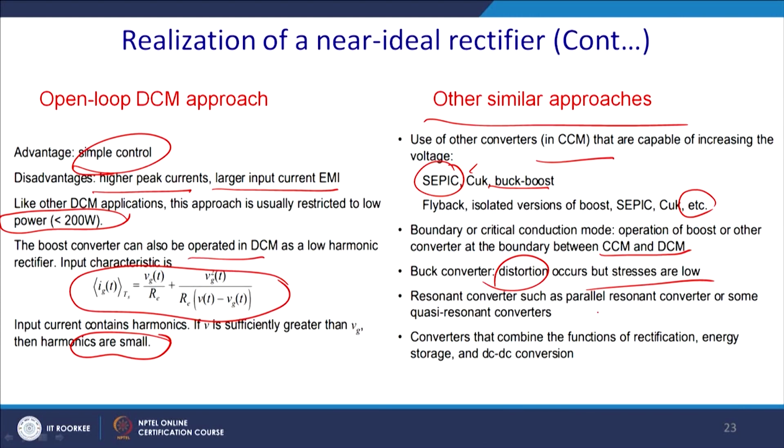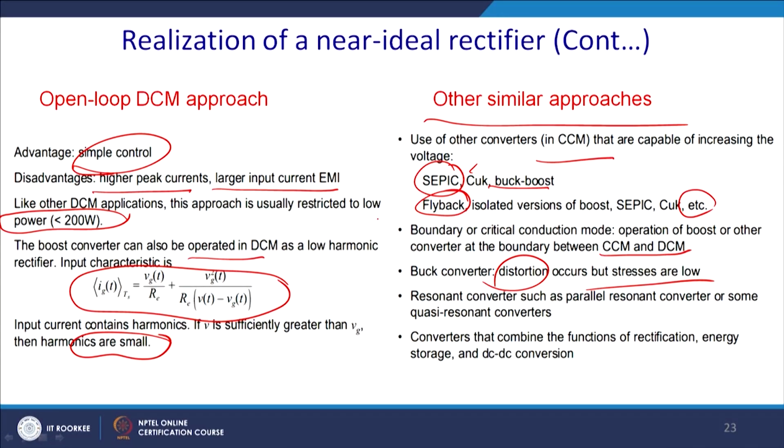In the same way, the switch can be turned off when the voltage across or the current through the device is 0. In the same way, we can have zero turn-off losses. So, a resonant converter, such as a parallel resonant converter or some quasi-resonant converter, can also be used for this purpose. We shall discuss it in detail in subsequent applications.